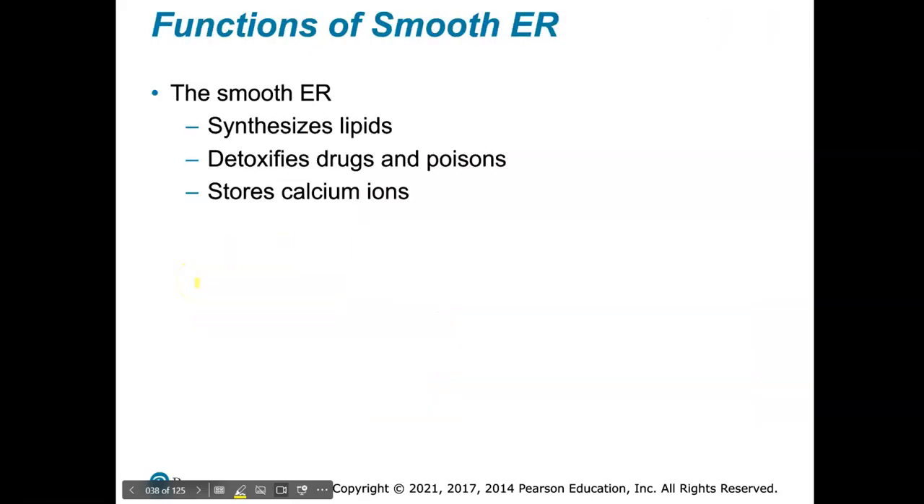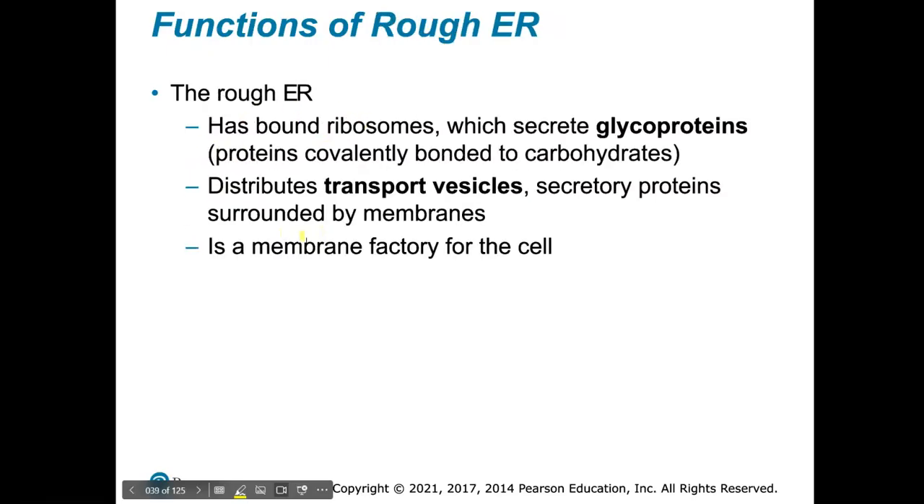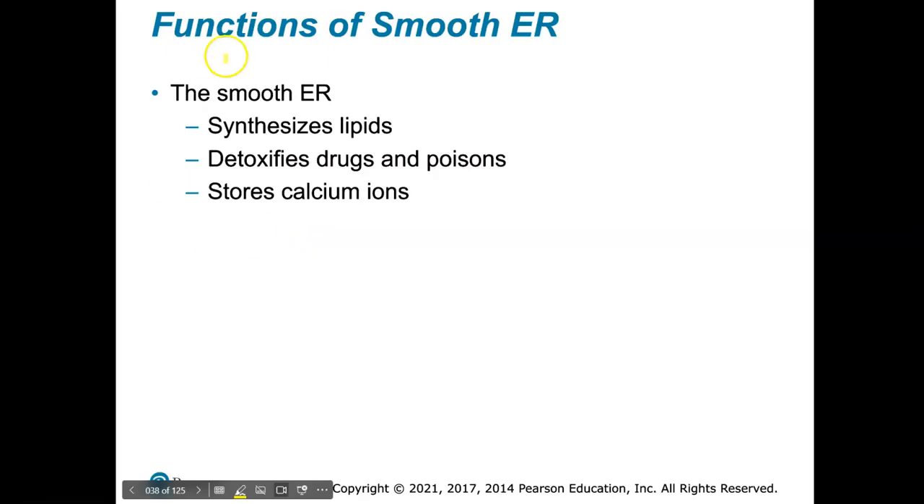All right, so the functions of the smooth ER are that primarily we think of it as it synthesizes lipids. It does not synthesize proteins because it does not contain ribosomes, but it does synthesize lipids, like steroids, for example, like cholesterol is a lipid, and just different fats, different types of fats. Cholesterol is a lipid, and then all steroid hormones start out as cholesterol, and then they're converted to testosterone or estrogen or whatever. So it could be cholesterol, it could be steroid hormones, just some type of lipid, okay?